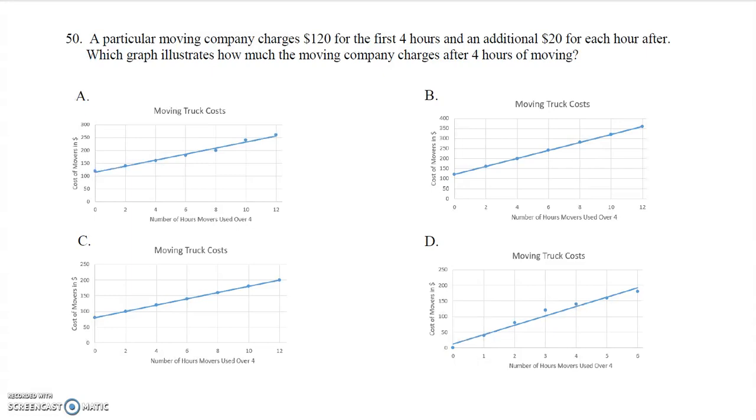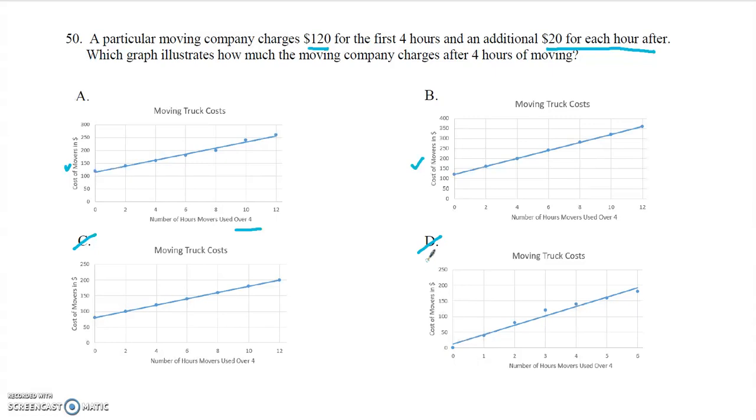So again, it's $120 for the first 4 hours and then $20 for every hour after that. Again, we're looking at the number of hours movers used over the 4 hours. So the first 4 hours should be at 120. So at 0 extra hours, we should be at 120. That looks good. That one is less than 100. Doesn't look good. At 0 hours, we should be at 120. That looks good. This one doesn't look good. So either A or B.